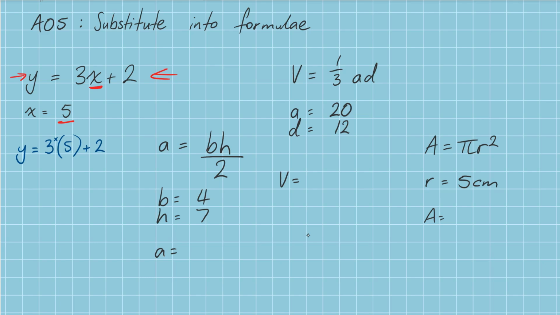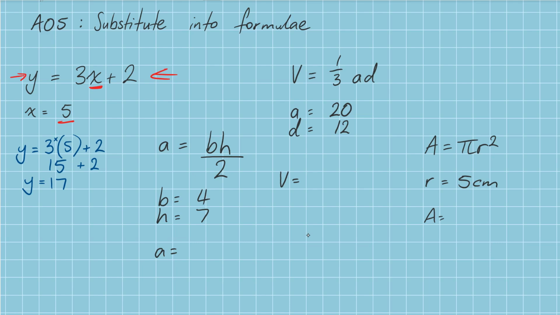So let's do the 3 times 5 first. 15 plus 2. I'm going to add that on there. So y equals 17. So we've substituted the x with a new value, with a value 5. And now, as a result of that, we can solve y. We can figure out what that is. So y equals 17. Let's try another example.